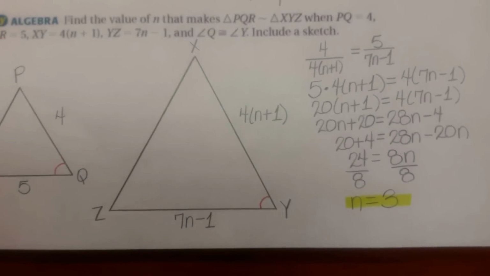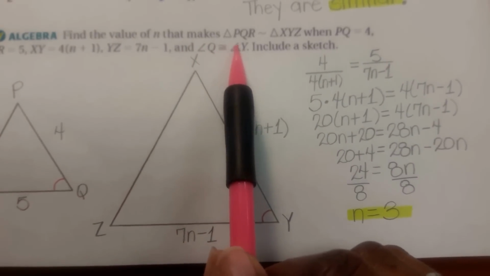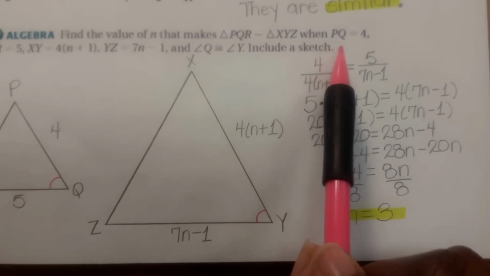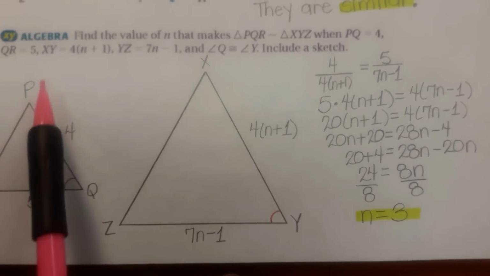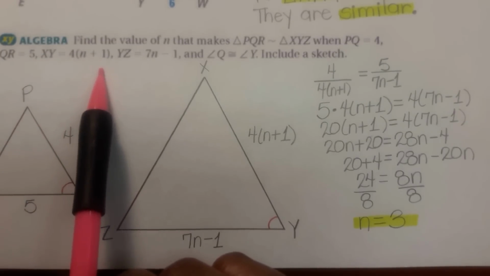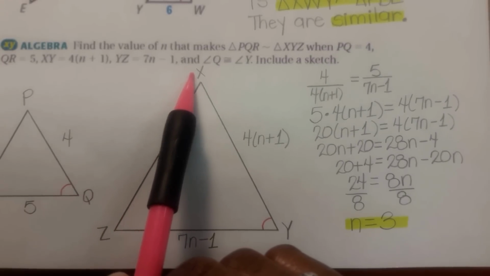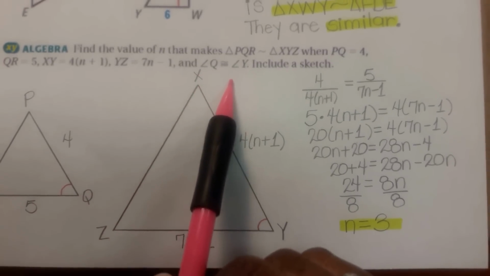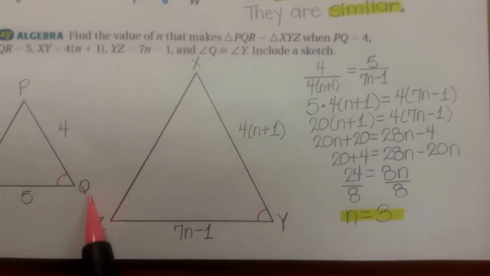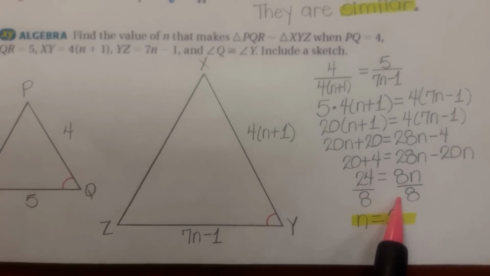Number 9. Number 9 says find the value of n that makes triangle PQR similar to triangle XYZ when PQ equals 4, QR equals 5, XY equals 4 times n plus 1, YZ equals 7n minus 1, and angle Q is congruent to angle Y. Include a sketch. So I want to go ahead and draw my sketch before I actually work out the problem.